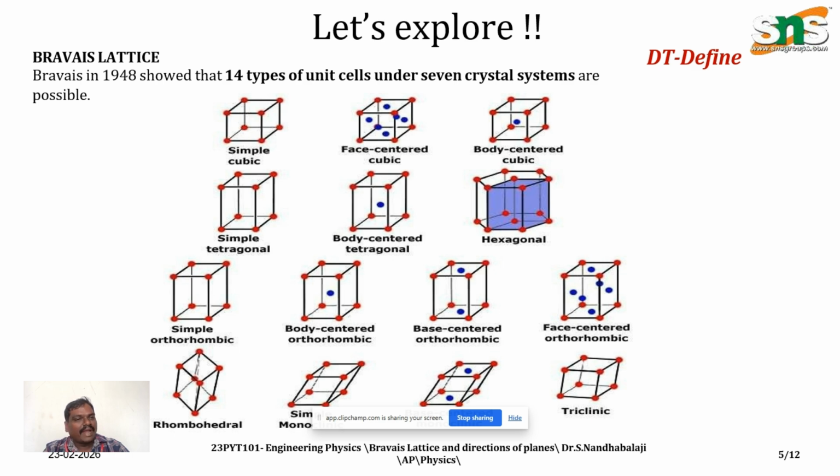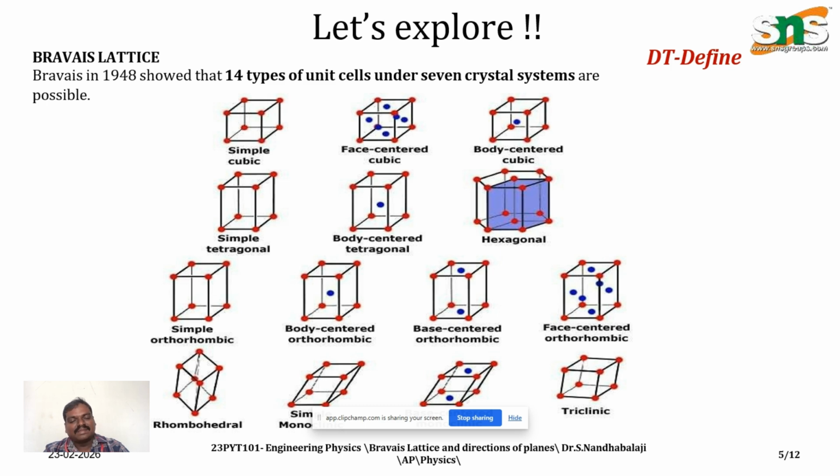Then the Bravais lattice. In 1848, Bravais showed 14 types of unit cells under 7 crystal systems. In the cubic system, the simple cubic, face-centered cubic, and body-centered cubic structures are available. In tetragonal, only simple and body-centered structures are available. In hexagonal, no more of these structures are available.